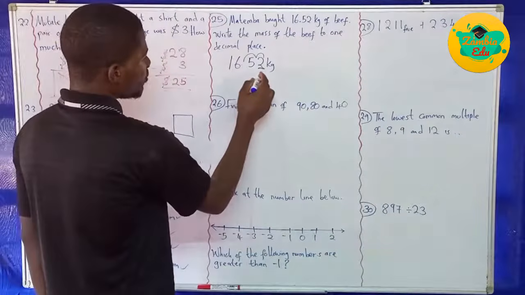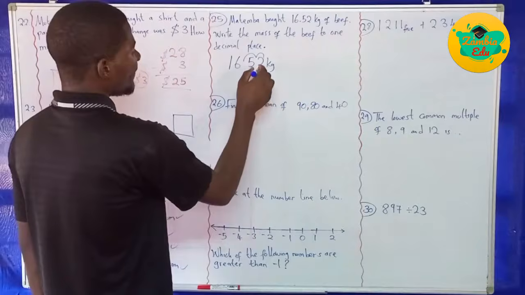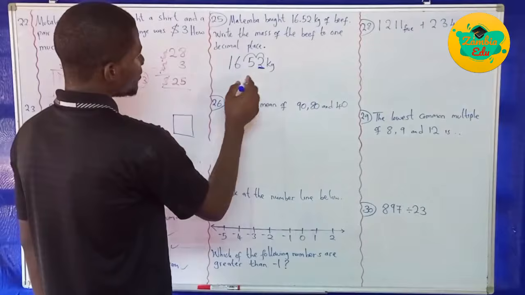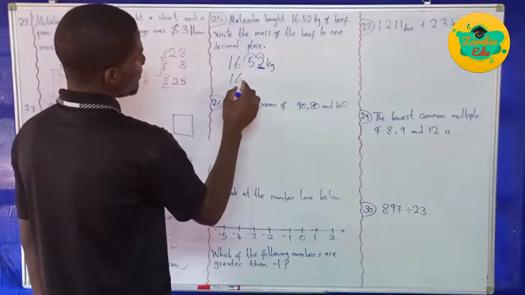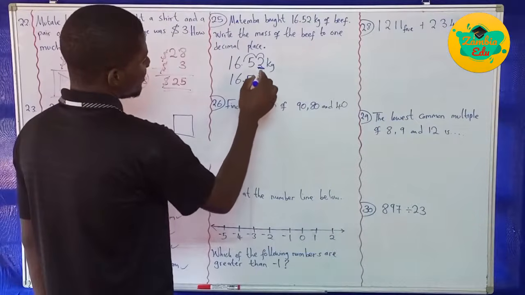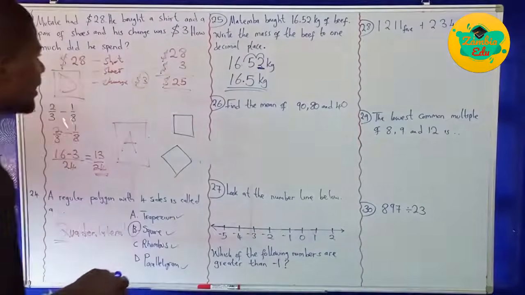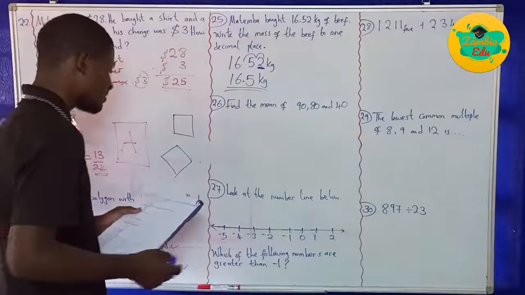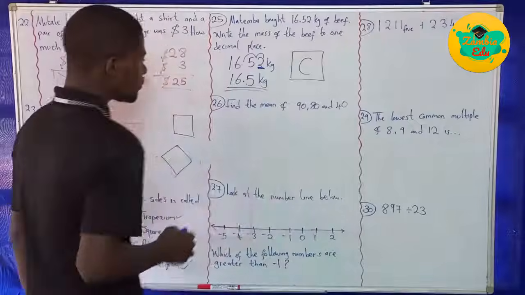So we consider that 2 as the round off figure. If it's 5 and above, we add 1 to that. If it's below, we just ignore it. So in this case, it's below 5, we can say 16.5 kg. So just cancel out the 2 and you have it in 1 decimal place, and that came as option C. So 25, the answer was C.